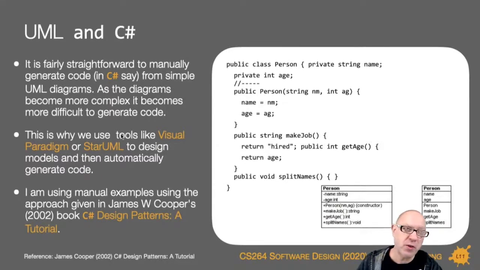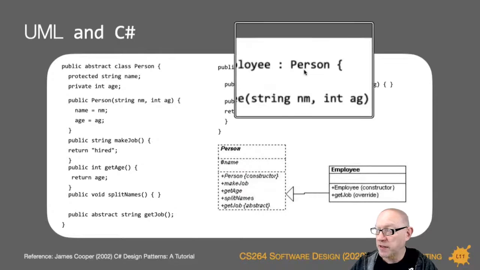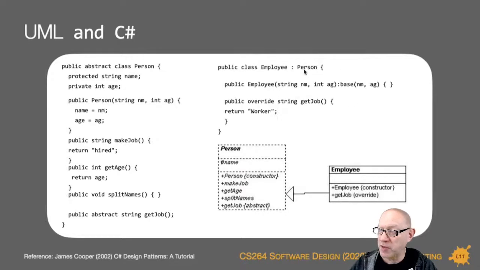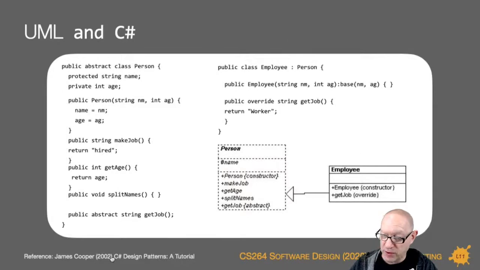As I said, you might say, well, it's easy, why would I do this? Very clear. With easy classes and small amounts of classes, it's easy, but for large scale projects, you do need to do this. Okay, so here, for example, is an example of an abstract class. Person, and then we have an employee that's generated as a subclass of the person class, and we have our diagram here. Now, this is 2002 when James Cooper was writing this book, but this is how we would have represented the abstract class here.